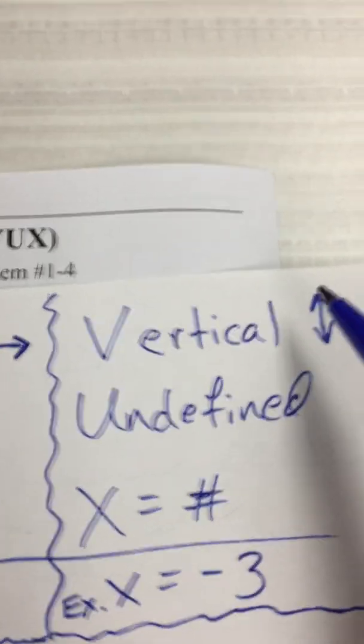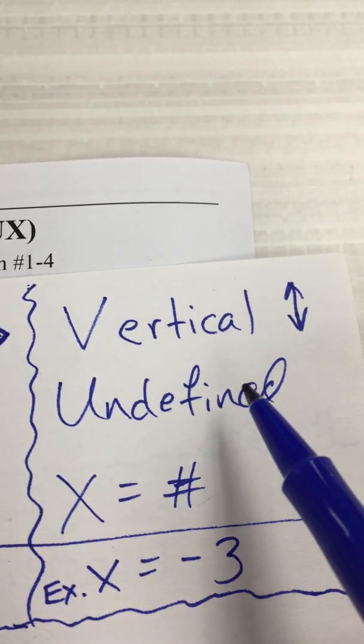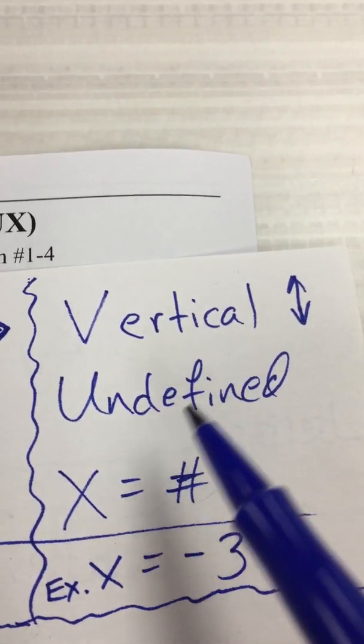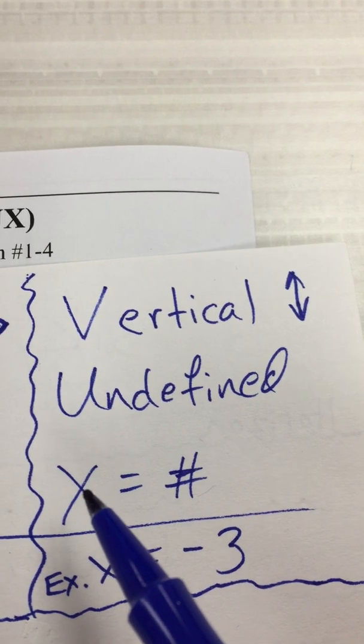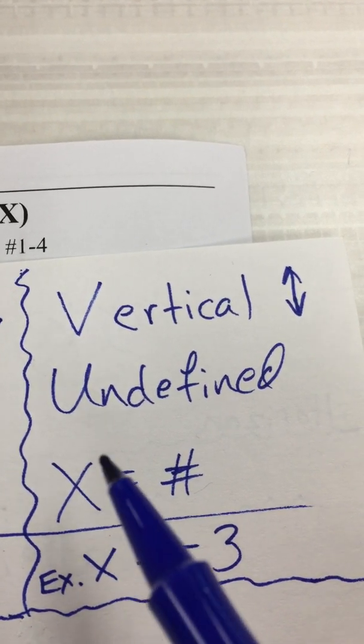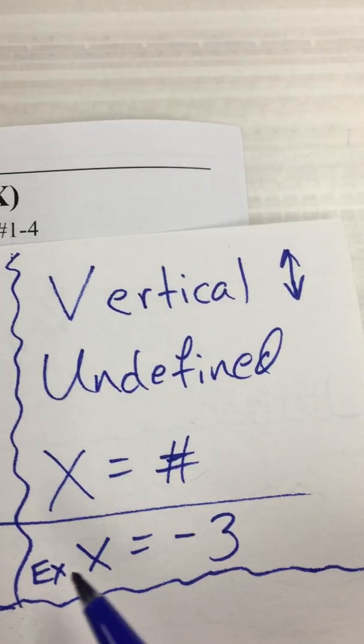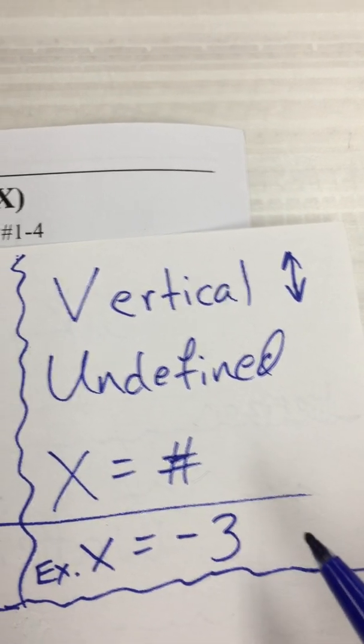If it's a vertical line, meaning it's going up and down, the slope is undefined, and there's the U to remind you that it's undefined. And since the last letter in this Vux is x, the equation of any vertical line is simply x equals a number. For example, x equals -3 or x equals 5.